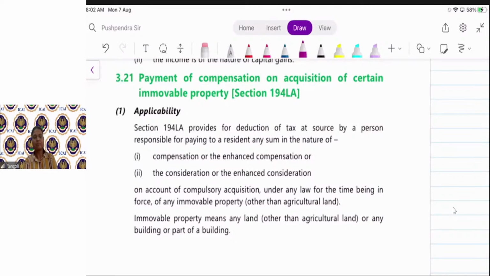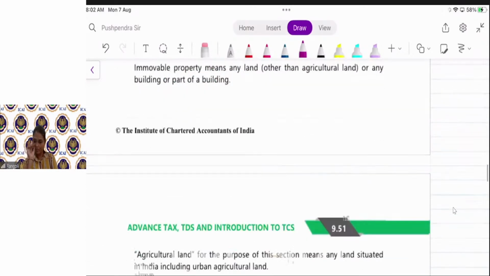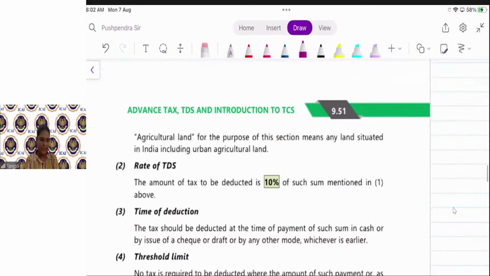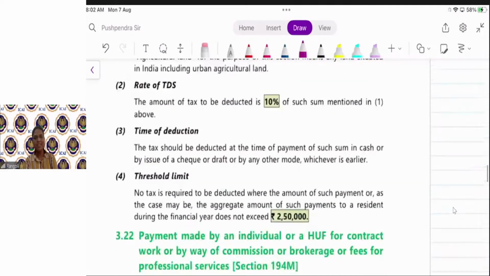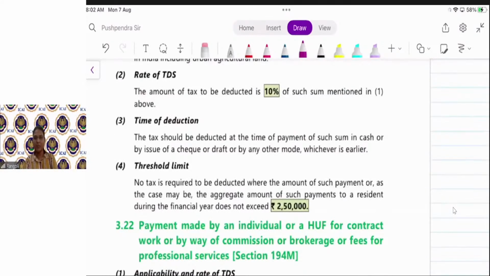That's why. So when the government compulsorily acquires your property and makes the payment, the TDS is required to be deducted at the time of payment only. Here the rate of TDS is 10% and the threshold is 2,50,000. If the consideration is less than 2,50,000, then TDS is not required to be deducted.